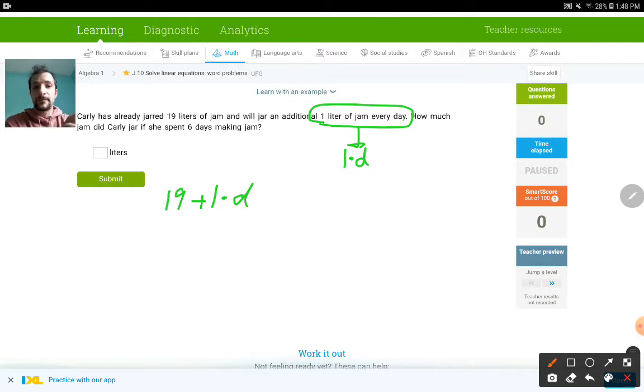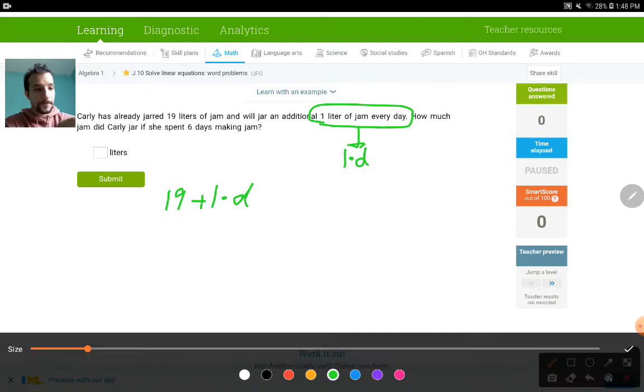How much jam did Carly jar if she spent 6 days? Now there's another number. What am I going to use this number for? It is for the number of days. I will plug it in over here. Instead of 1 times D, now I have 1 times 6. But then I had an additional amount, which was 19. So many of you have probably heard of this, PEMDAS.